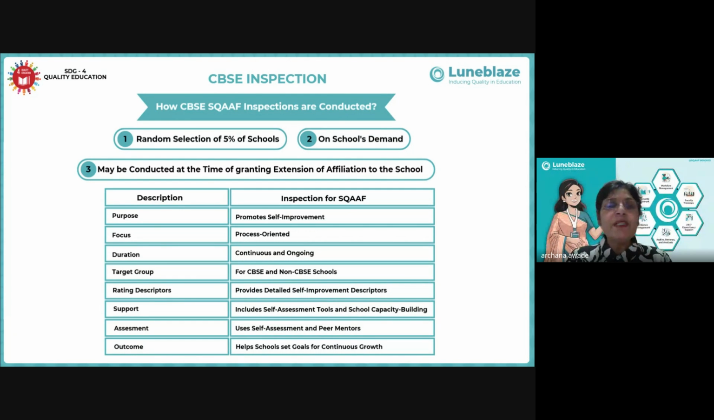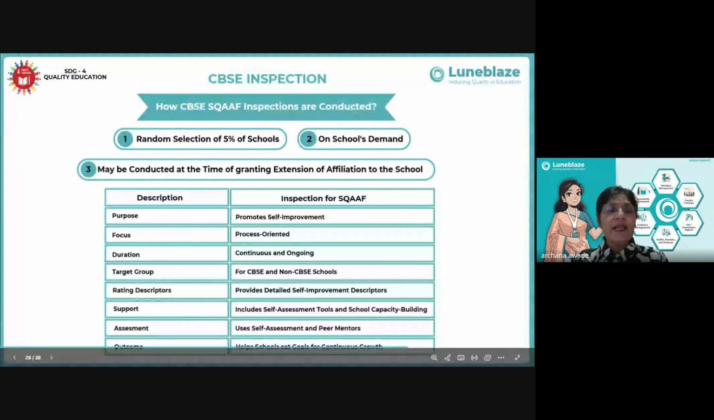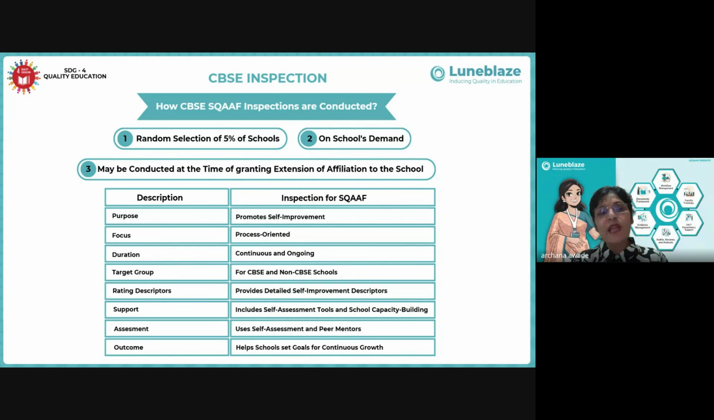For support during the inspections, schools will receive detailed self-improvement descriptors, which will help them understand their strengths and areas for growth. CBSE also offers capacity building initiatives that guide schools through the process and help them improve in areas like leadership, pedagogy, and community partnership. The outcome of this inspection will be like a tool for growth for the schools. It will encourage schools to set specific goals and develop a roadmap for improvement. Instead of a simple rating system, the process focuses on actionable feedback as well as growth opportunity.